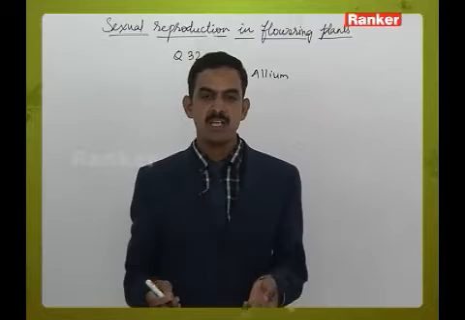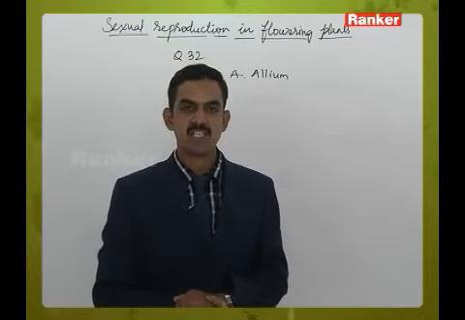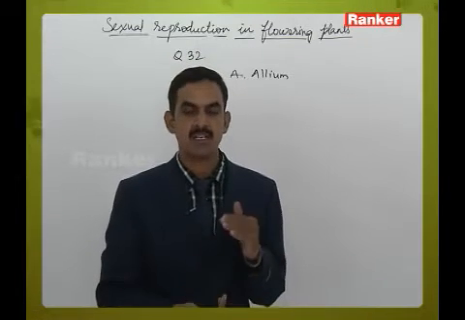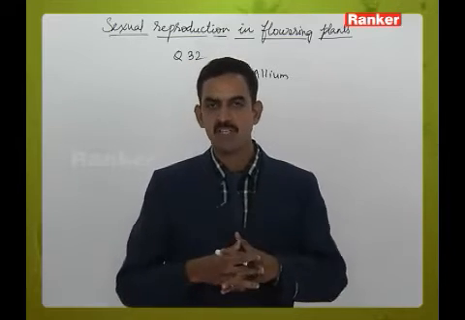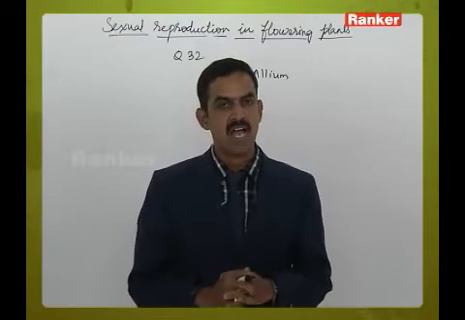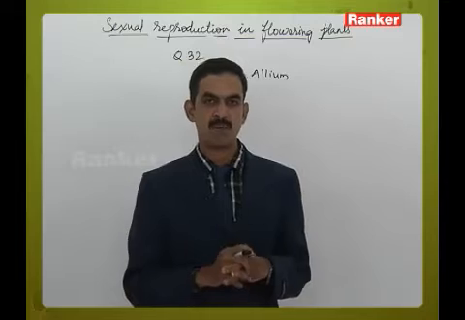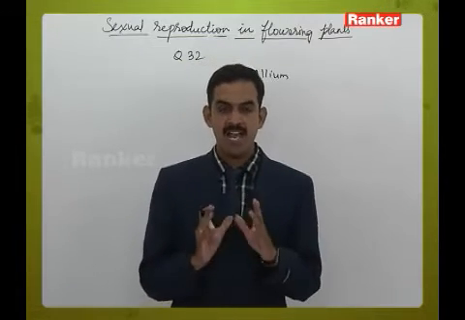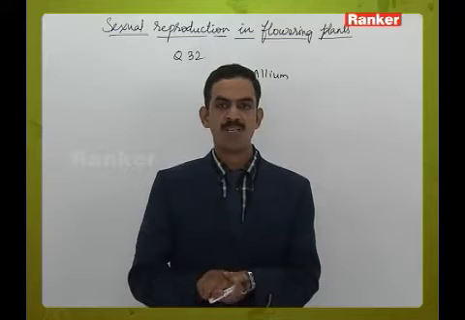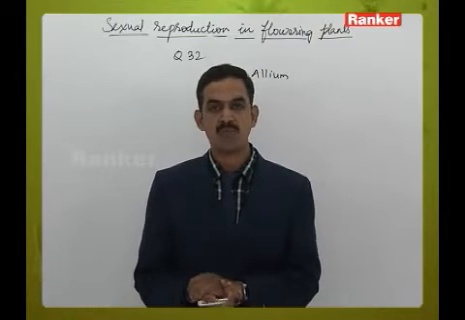A, allium. Allium is a plant which is exhibiting a protandrous condition, that is, in a bisexual flower, if the androecium matures earlier than the gynoecium, we call it the protandrous condition, and such flowers are considered to be protandrous flowers, and protandry also. And allium is a plant which forms an inflorescence called umbel inflorescence.